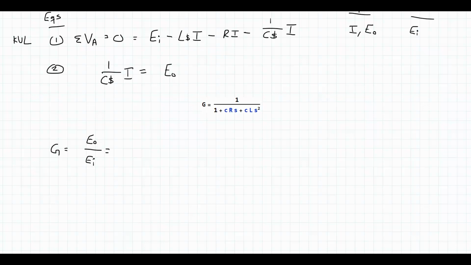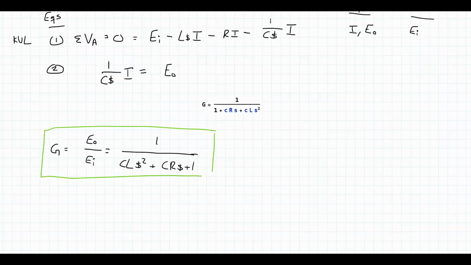So the voltage across the capacitor over the input voltage. And I'll just recopy this in my standard form. So I will have CLS squared plus CRS plus 1 in my denominator. And that will be then the final transfer function that I was looking for in this problem.